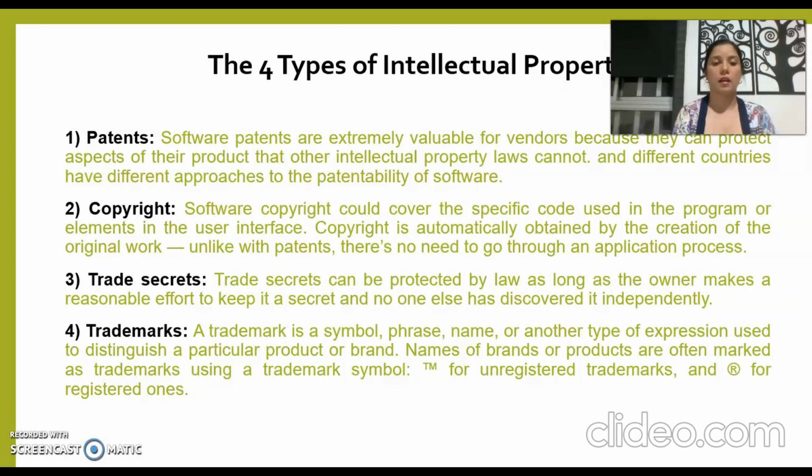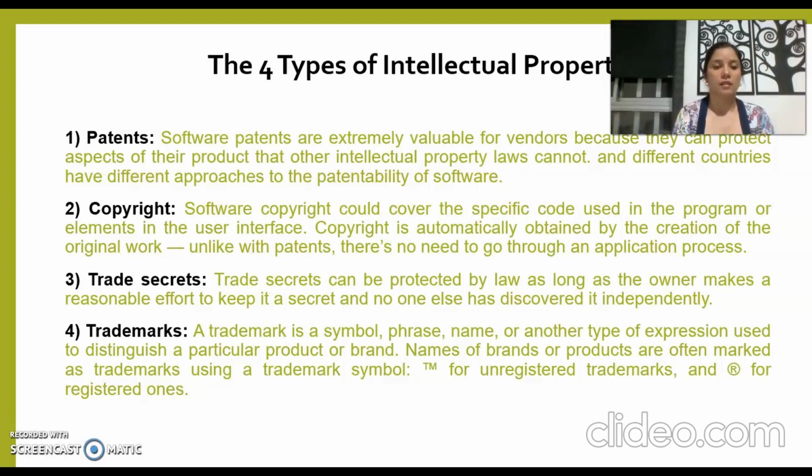Two, copyrights. Software copyrights cover the specific code assets in the program or elements in the user interface. Copyright is automatically obtained by the creation of the original work. Unlike with patents, they do not need to go through an application process. Three, trade secrets. Trade secrets can be protected by law as long as the owner makes a reasonable effort to keep it a secret and no one else has discovered it independently.